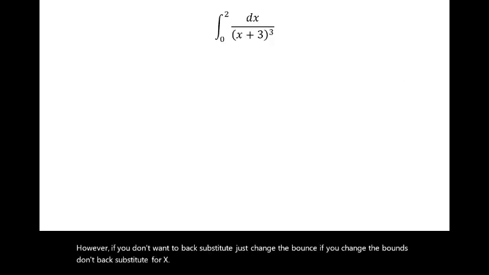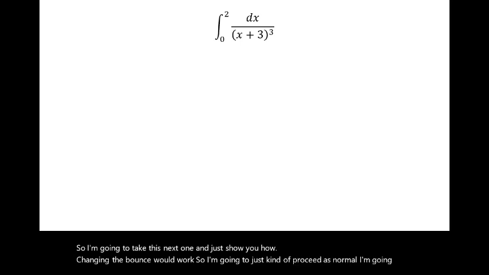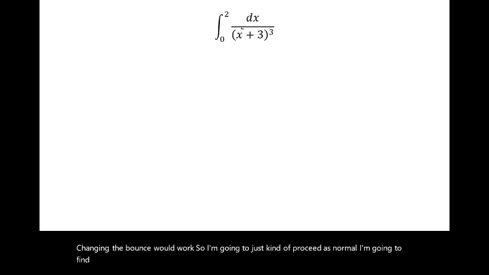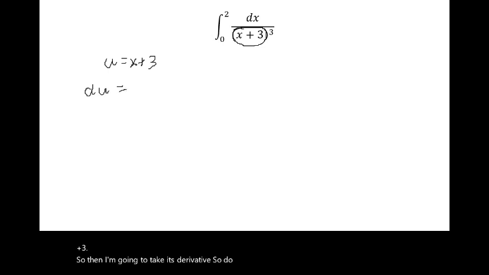So I'm going to take this next one and show you how changing the bounds would work. I'm going to proceed as normal and find the inside function. The inside function is this x plus 3, so I'm going to let u equal the inside function, x plus 3. Then I'm going to take its derivative, so du will equal 1 times dx.